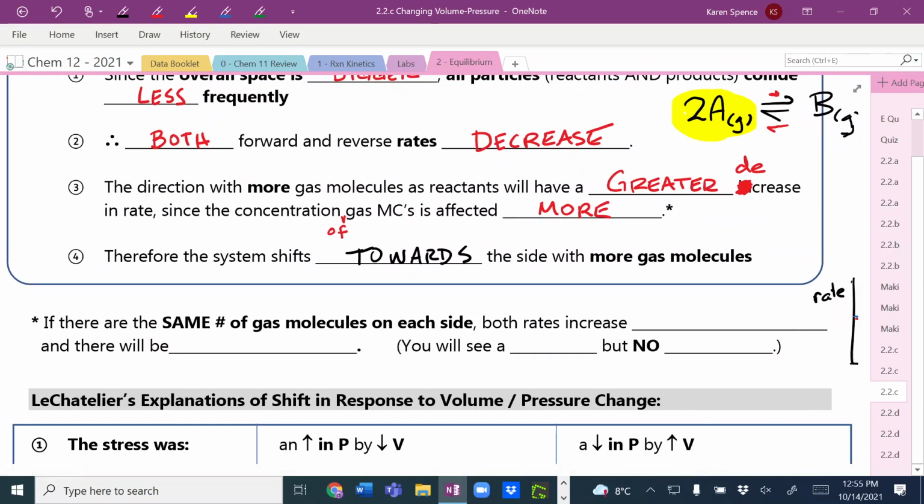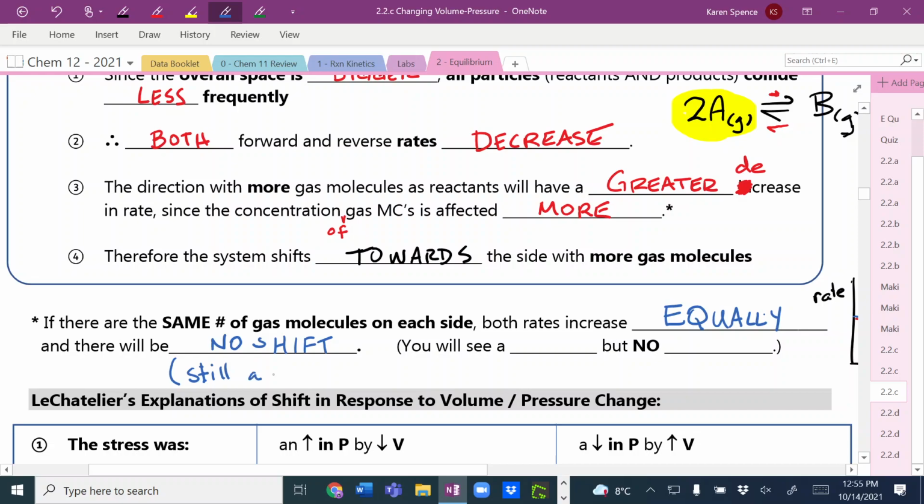So if there are the same number of gas molecules on each side, both rates increase equally, or the same amount. So there will be no shift. Yeah, you'll still get a spike, but there will be no shift.